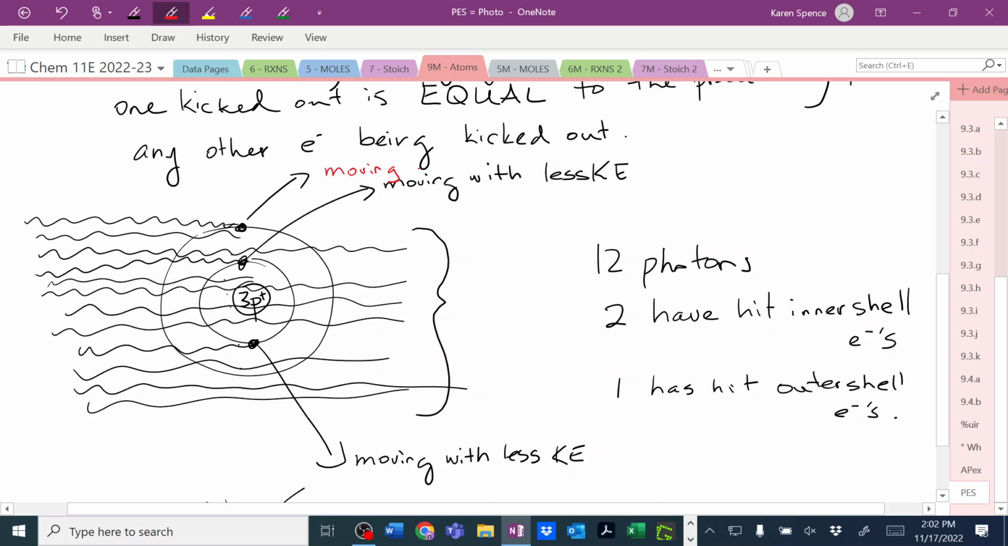I've not left myself enough room to write. So I'm going to the photoelectron, okay?